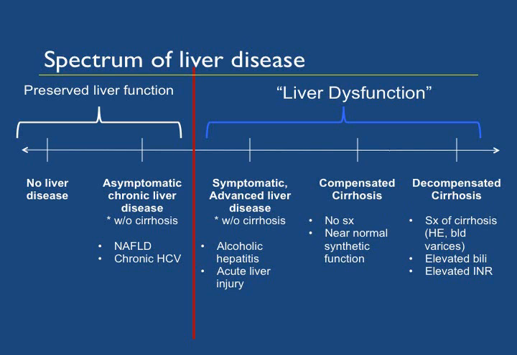However, as seen on the right side of the red line, patients with symptomatic advanced liver disease without cirrhosis, such as alcoholic hepatitis or acute liver injury, as well as any patient with cirrhosis, have significant compromise in liver function and are therefore at greater risk of drug toxicity due to alterations in hepatic metabolism. For the purpose of this talk, the conditions that are on the right side of the red line will be called diseases with liver dysfunction.